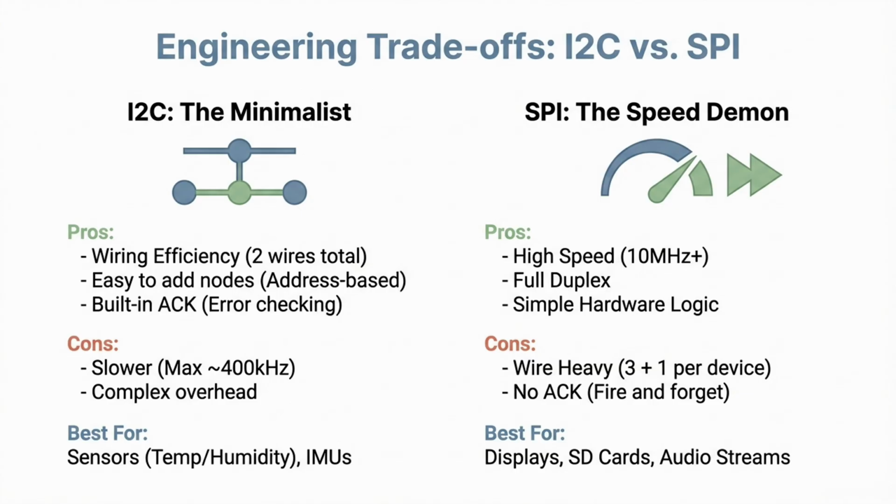So the next time you design a system, ask yourself first: do I need to save space on my board? Then choose I2C. Or do I need my data to move at the speed of light? Then you choose SPI.